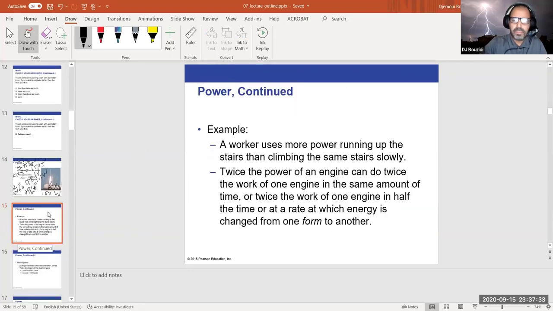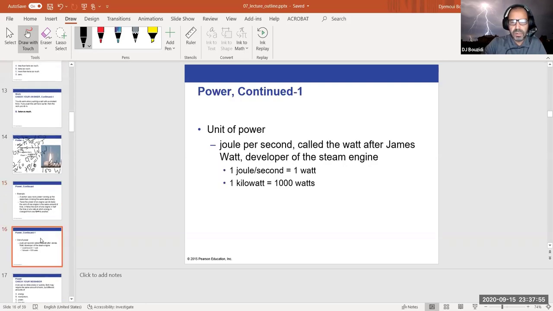Okay? So a worker uses more power running up and down the stairs than climbing the same stairs slowly, okay? So time matters. Twice the power of an engine can do twice the work of an engine in the same amount of time. I gave the example, basically, both of us having the same amount of time, but one of us delivering more work than the other, okay? So that's basically what these two examples are.